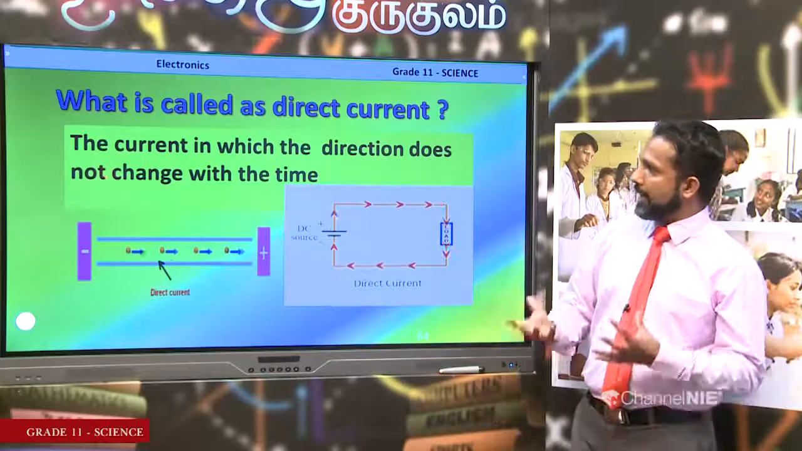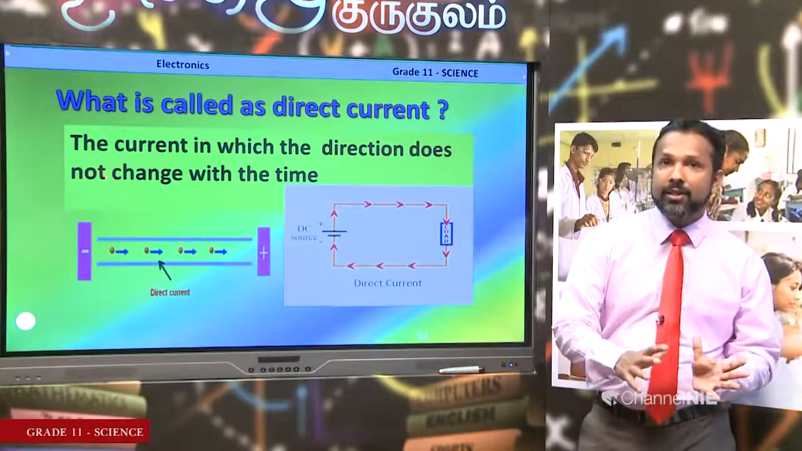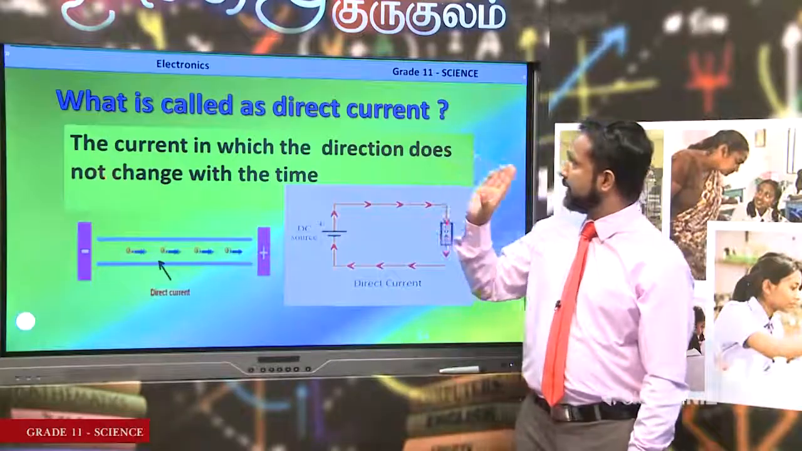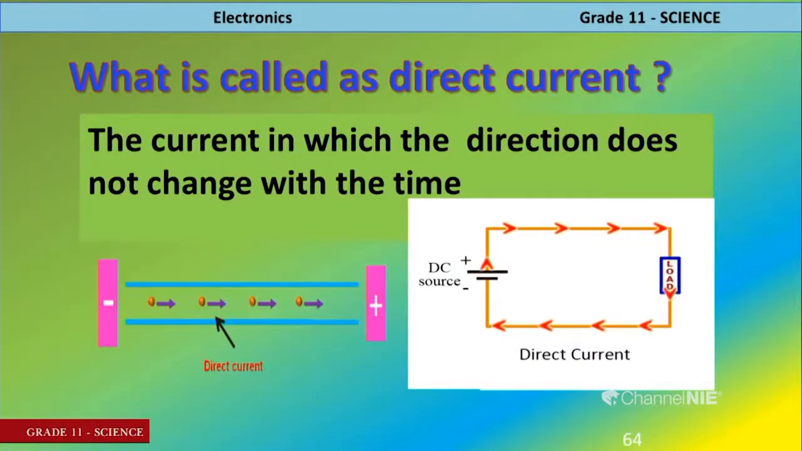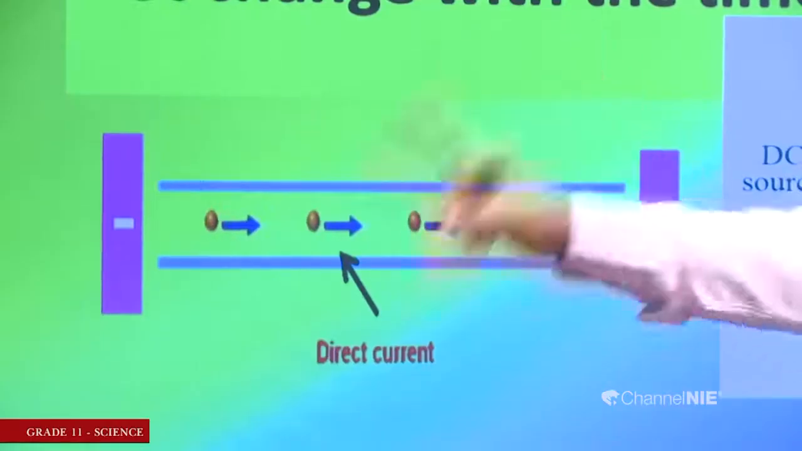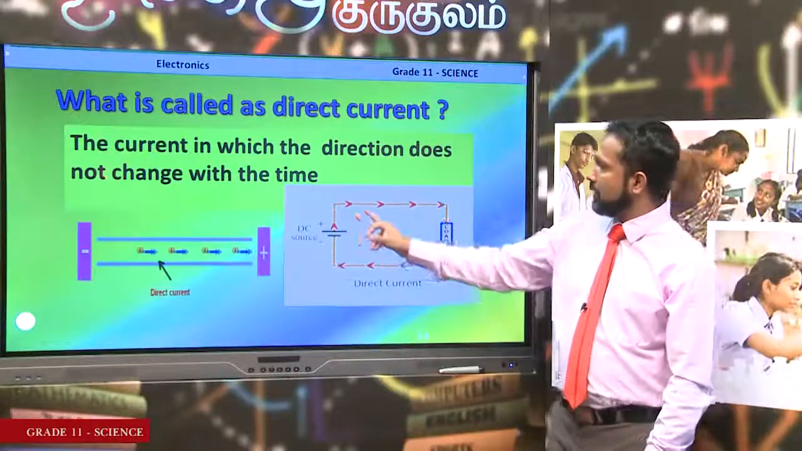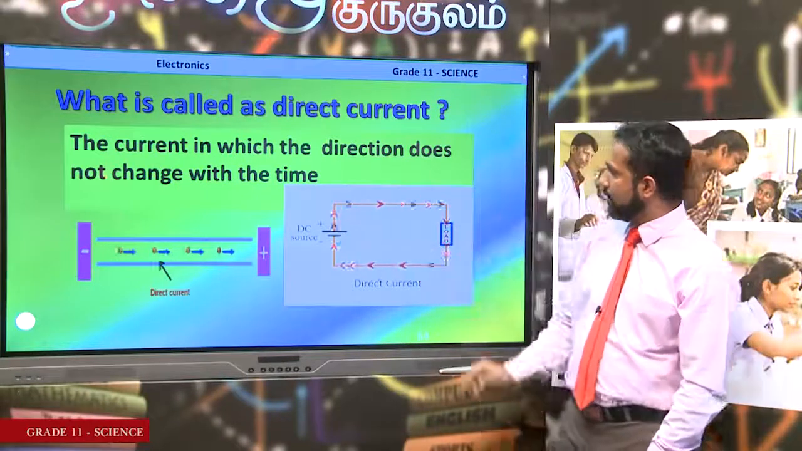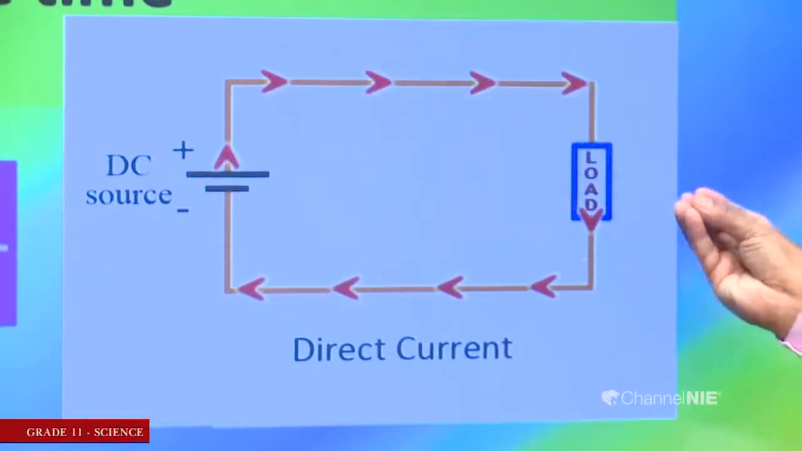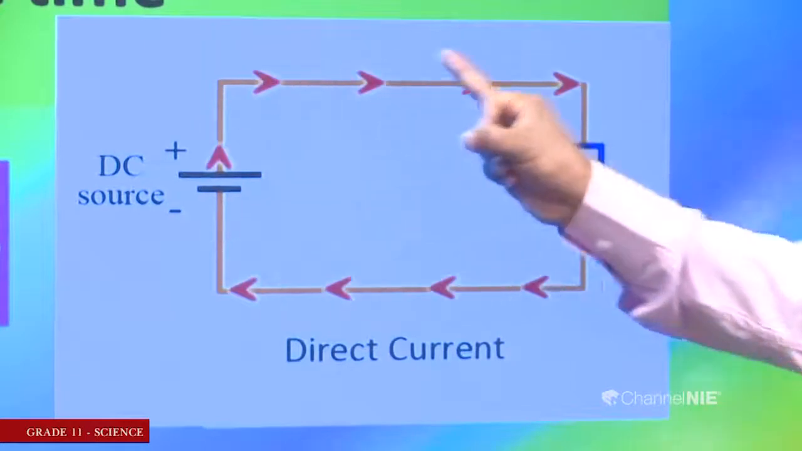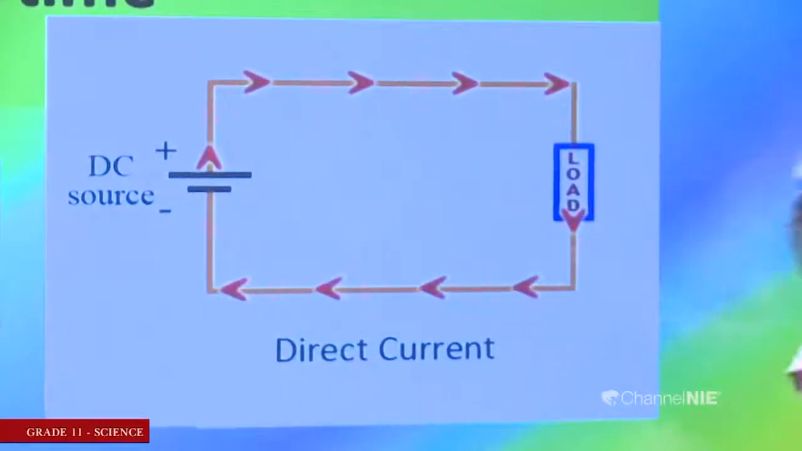Here you can understand the difference between DC current and AC current. The current in which the direction does not change with time is called DC current. Here the flow of electrons is from negative to positive, and current flows from positive to negative. This shows a DC current. This is the DC source. DC means we have used a dry cell here. For the load, we can use a bulb or whatever appliance. Current always flows from the positive terminal to the negative terminal. This is the direct current.